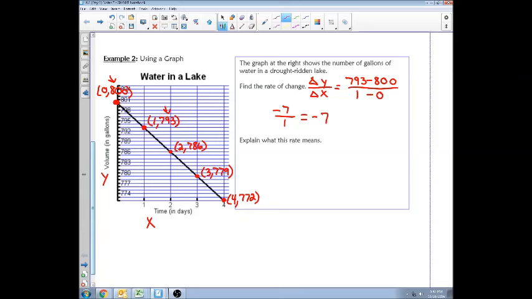Well, it's talking about my y values are the volume in gallons. The x values are time in days. So if I have negative 7 for my change in y, that means that I'm losing 7 gallons per, what is my x value in? It's in days, so I'm losing 7 gallons per day. Okay? Let's go ahead and go to the back.